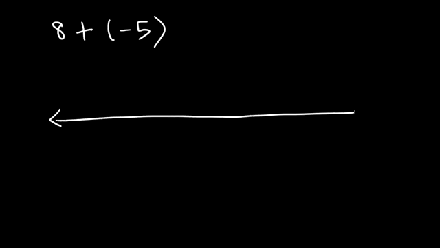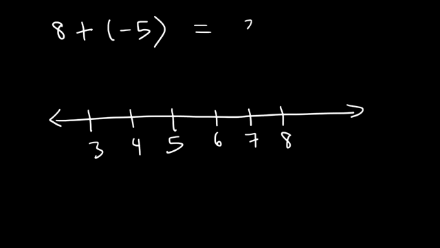Here's another example. What is 8 plus negative 5? By the way, 8 plus negative 5 is equivalent to 8 minus 5. If you wish to add a negative number, start with the first number, 8. Adding a negative number, you need to travel towards the left. So 1, 2, 3, 4, 5. This is 7, 6, 5, 4, 3. So 8 plus negative 5 is positive 3. That's the same as 8 minus 5, which will give you the same answer.